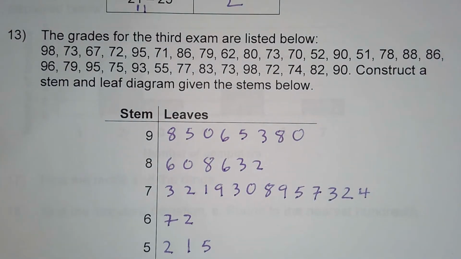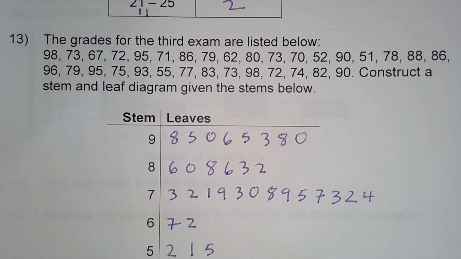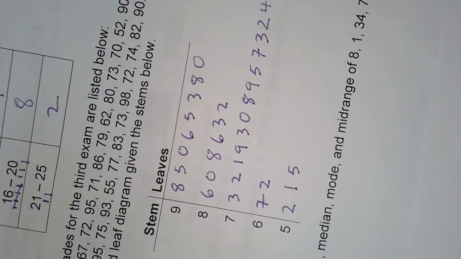And then this would be our stem and leaf diagram. And again, the nice thing about a stem and leaf diagram is if you turn it on the side, you get a little bar graph.